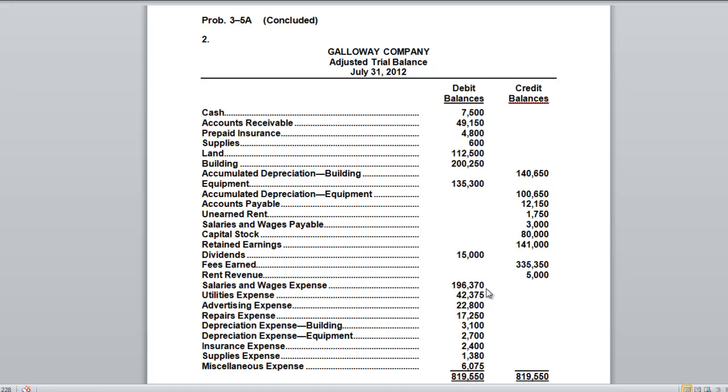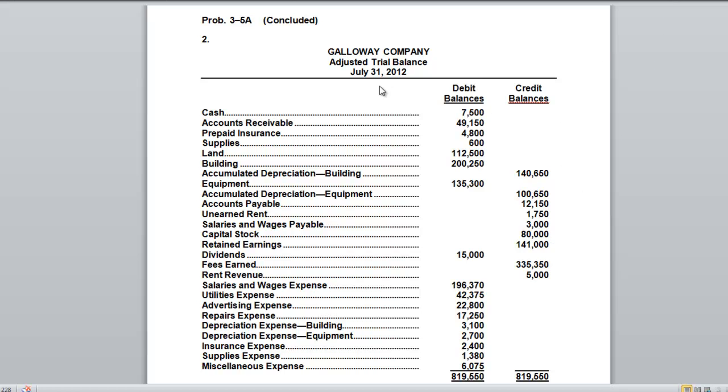At this point, we could take a look at all of our revenue here, this fees earned, and we have our rent revenue as well. We'll take those two, add them together, and if we were to subtract out all these expenses, after making all of these adjustments, these are all up to date. This would give us the proper amounts to prepare the income statement, and then we could prepare the statement of retained earnings and use these figures up top here to prepare a balance sheet.